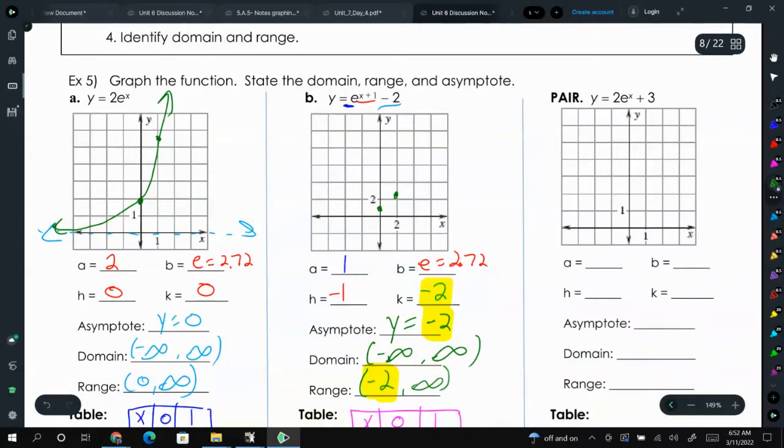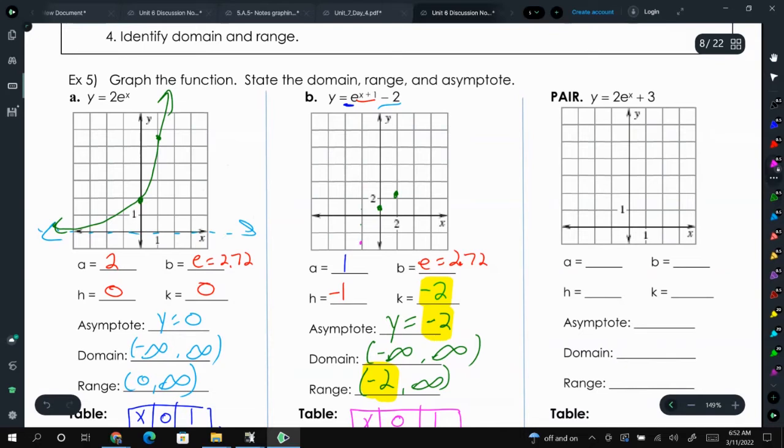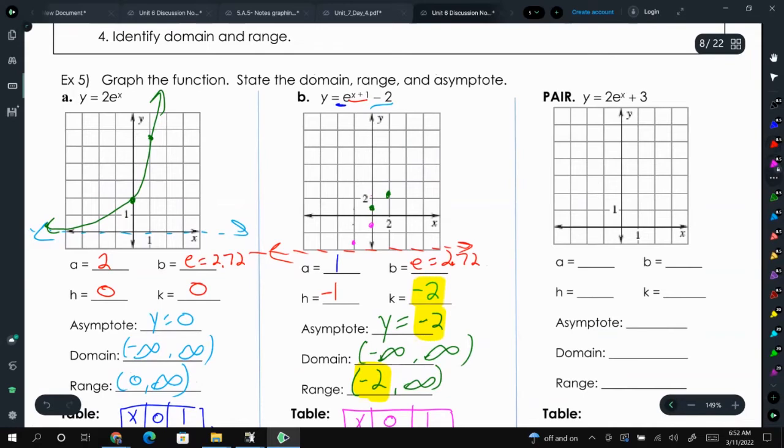Now we're going to move each point left 1 and down 2. Left 1 and down 2. Left 1, down 2. And our asymptote is at y equals negative 2. So then my graph will look like that.